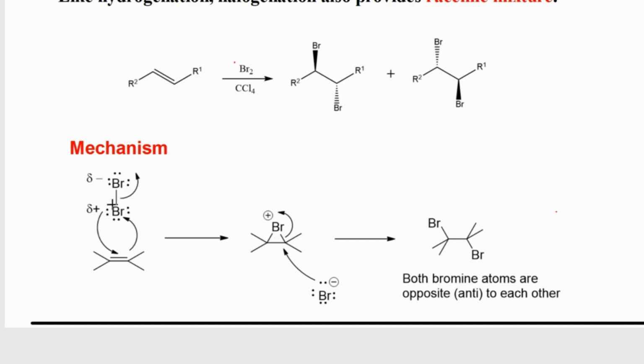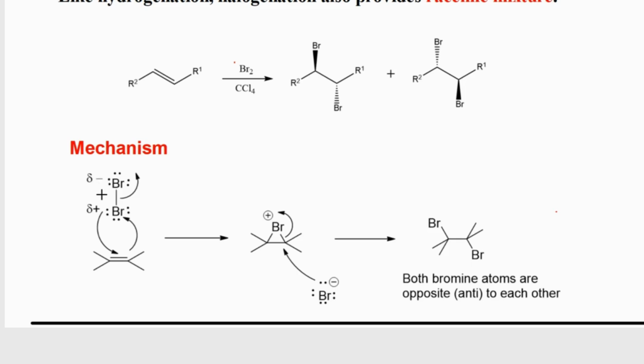Now you may get confused. You see here I put the bromine atoms, one partially negative and another partially positive. Why should it be like that? Both are similar electronegative atoms. Please understand that when both the reactants, the alkene and the bromine molecule, come close together, the pi electrons of the alkene approach the bromine, and the electron density of one bromine atom shifts towards the other bromine atom. That's why we represent one bromine atom as partially positive and the other as partially negative.